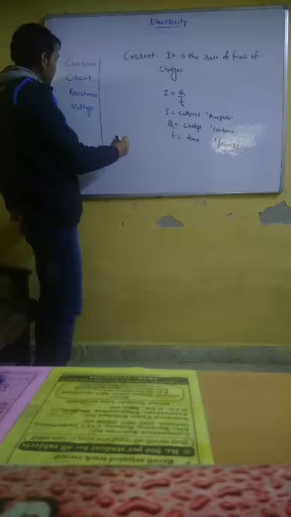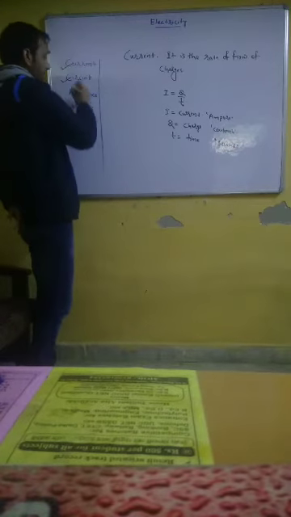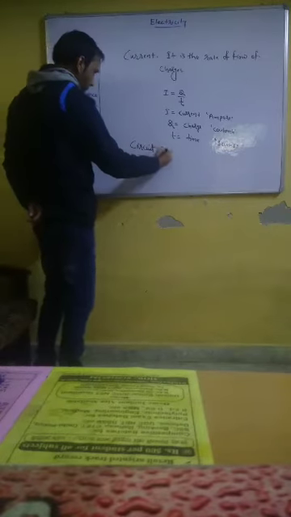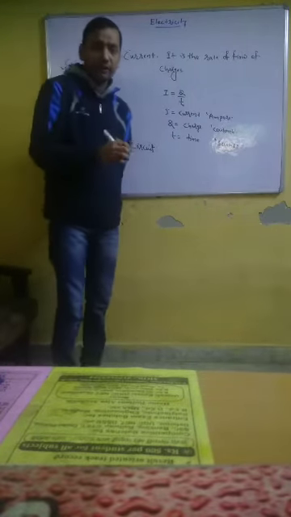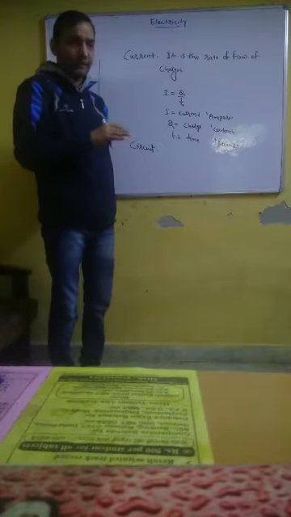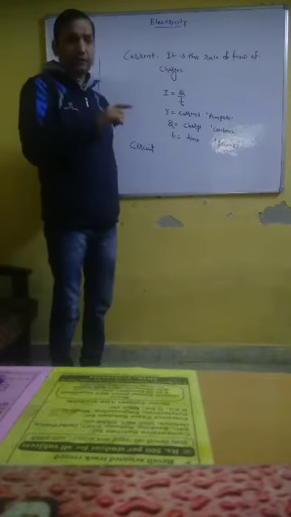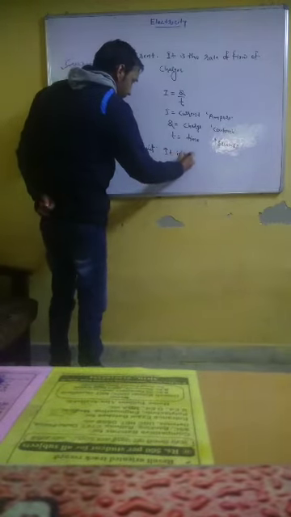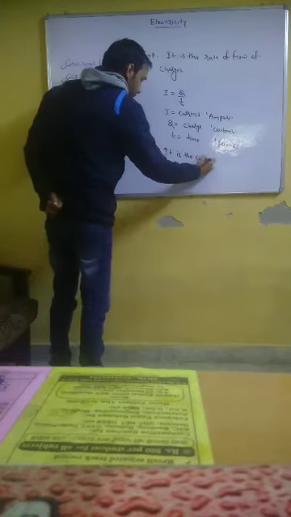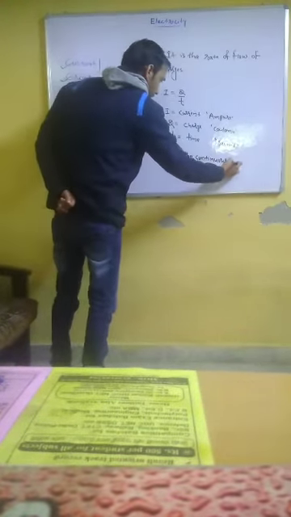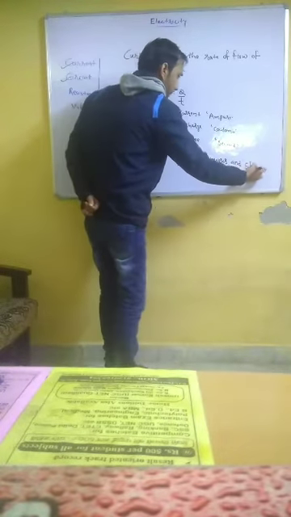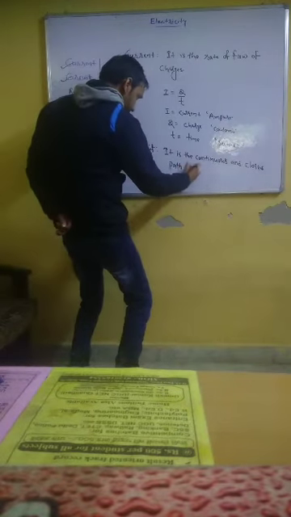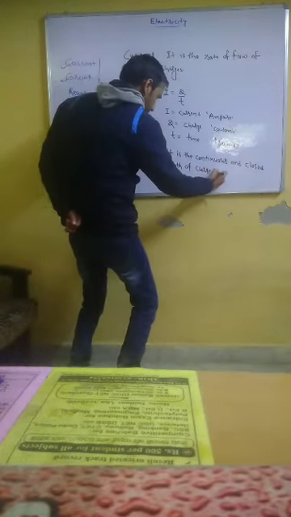Now we will move to another concept, circuit. Circuit is generally referred to as the continuous and closed path of current. It is a path of current which is closed. It is the continuous and closed path of current.